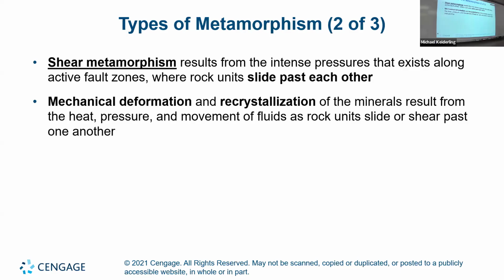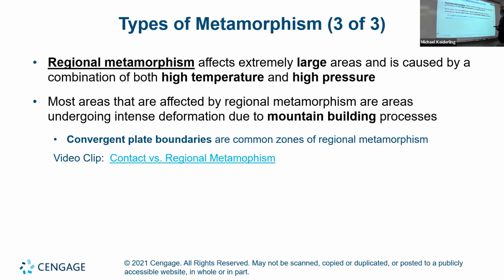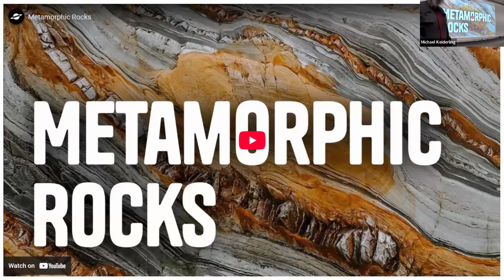The other commonly discussed type is regional metamorphism, which is what happens when you have mountain formation, where a large area has a combination of both high temperature and high pressure. You're being squeezed together under high temperature and pressure. Most of the areas affected by regional metamorphism are areas undergoing intense deformation due to various mountain building processes. So this commonly occurs at convergent plate boundaries. So here's a video about the difference between contact and regional metamorphism.